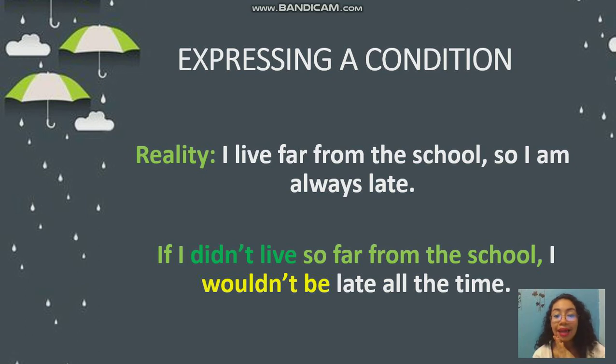My reality is I live far from the school, so I am always late. So my wish, or what I wish were different, would be: if I didn't live so far from the school, I wouldn't be late all the time. If you notice, for the first part, for the thing that I wish were different, I am going to do the same. My verb in present, I live, I am going to transform it into past.